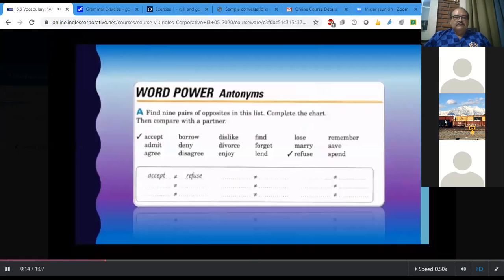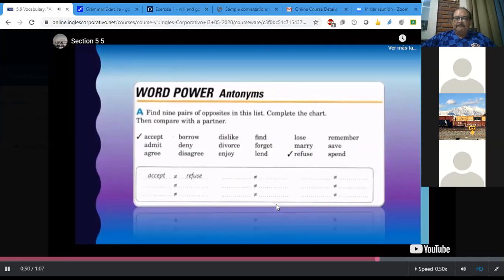Accept. Admit. Agree. Borrow. Deny. Disagree. Dislike. Divorce. Enjoy, find, forget, lend, lose, marry, refuse, remember, save, spend.